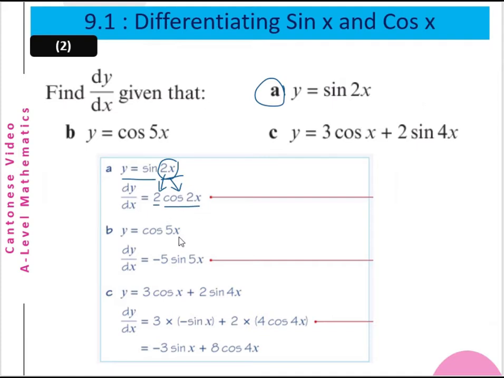If y equals cosine 5x, cosine is changed to sin 5x, and 5 here is changed to minus 5 here. So the derivative of y equals cosine 5x is equal to minus 5 sin 5x. If y equals 3 cosine x plus 2 sin 4x, dy by dx equals 3 multiplied by minus sin x plus 2 multiplied by 4 cosine 4x, which is equal to minus 3 sin x plus 8 cosine 4x.